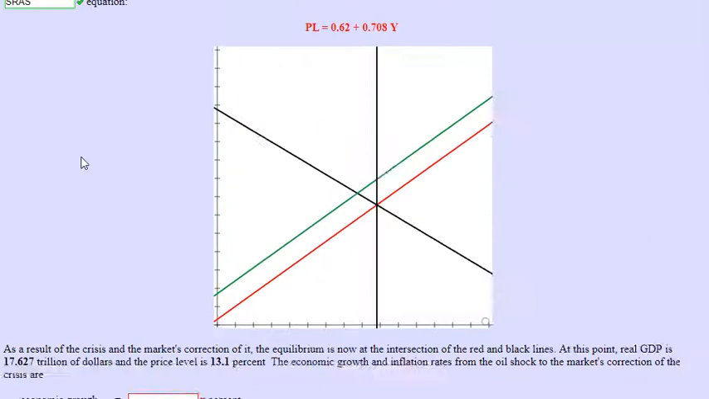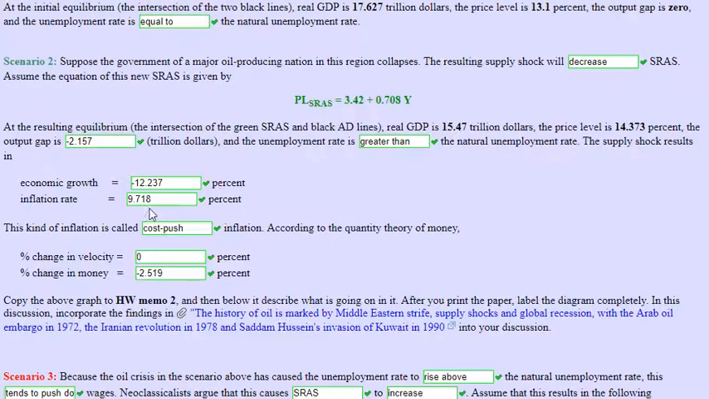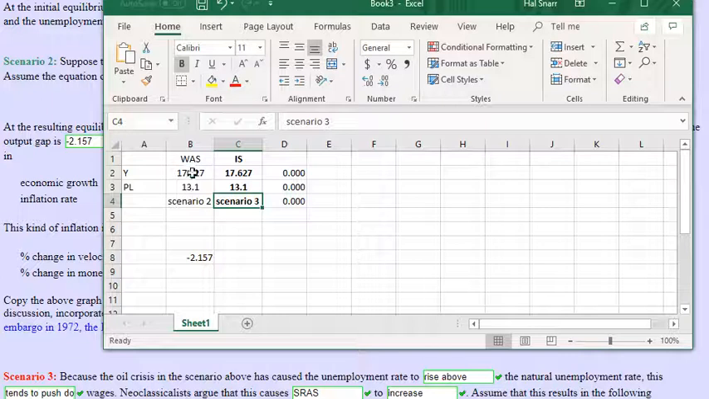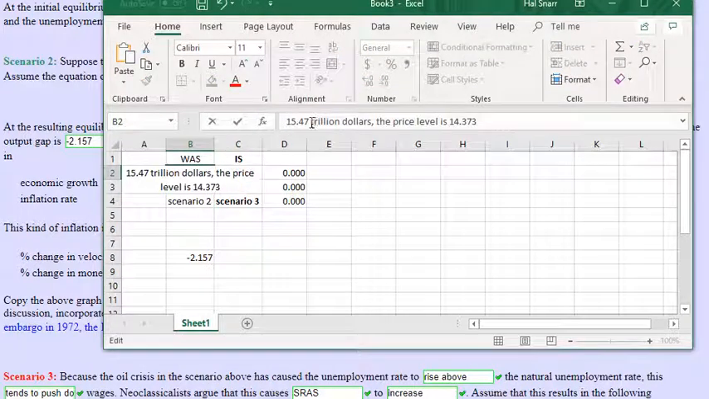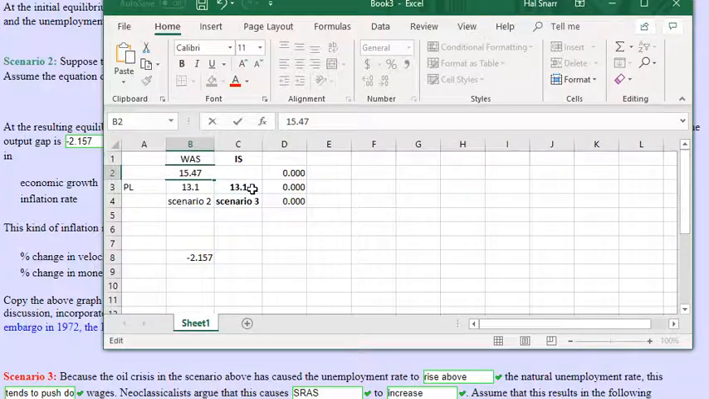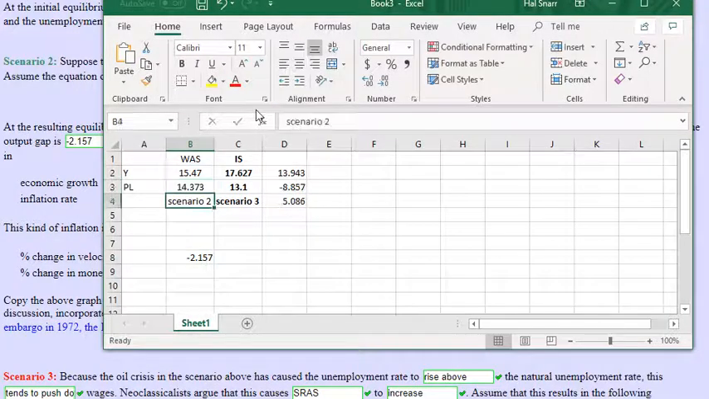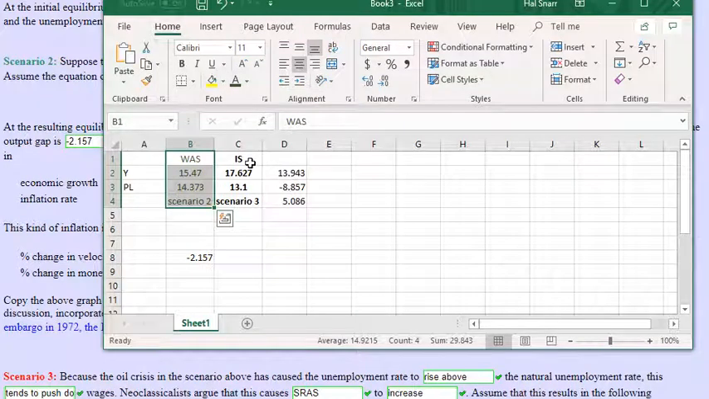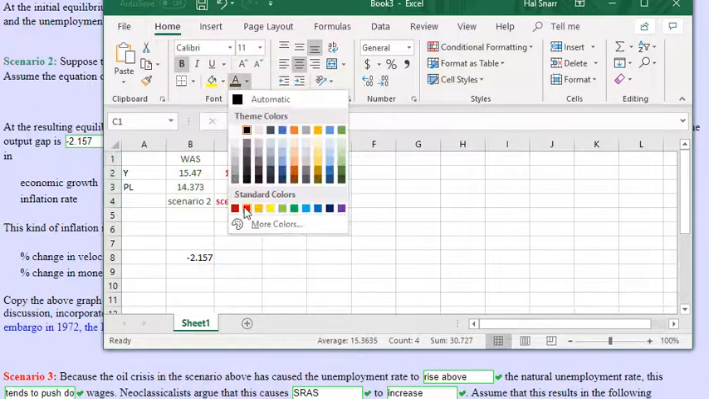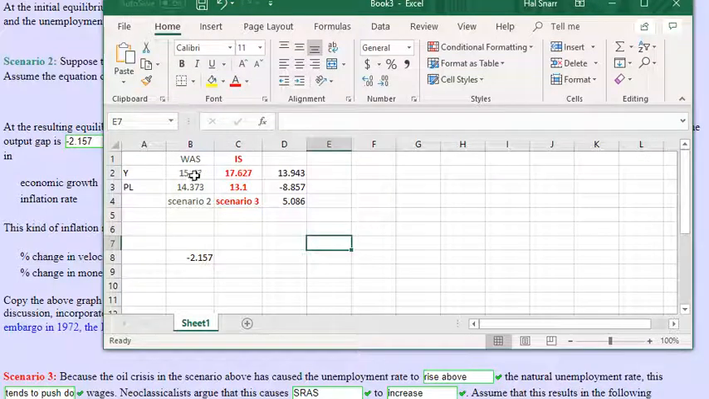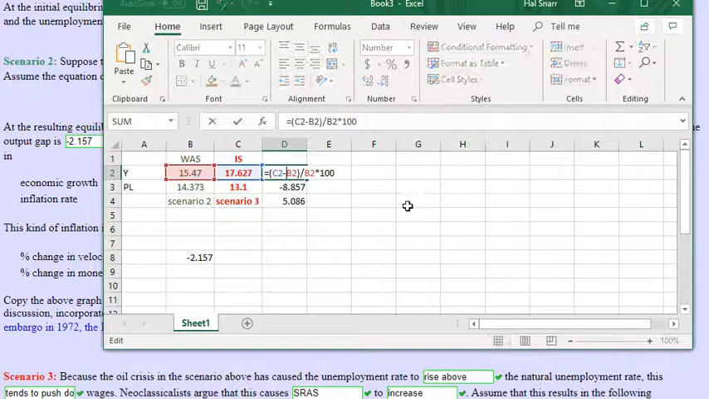Now we got to go back and get the same thing for scenario two. In scenario two, real GDP was 15.47 and the price level is 14.373. So in scenario two, that right there is the GDP level. And this right here is the price level. So again, this is scenario two, the green. And this is the red, scenario three, right? And so from scenario two to scenario three, GDP increased.